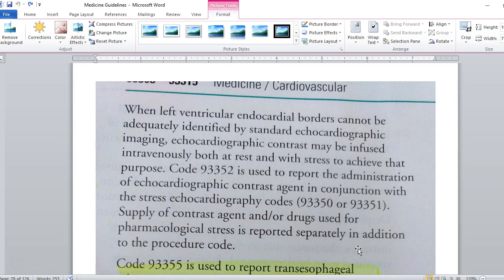And remember, like we were talking about with vaccines in part 1, we always need to pair up an administration with a product, okay? In this case, the administration is the pharmacologic agent for stress. The product is what is inside of that agent. So what specifically are we coding for?